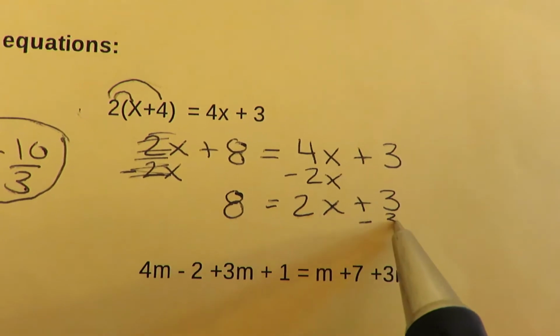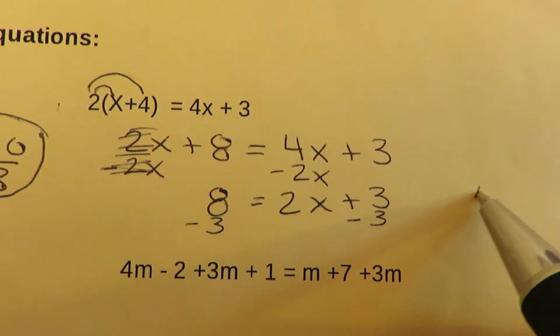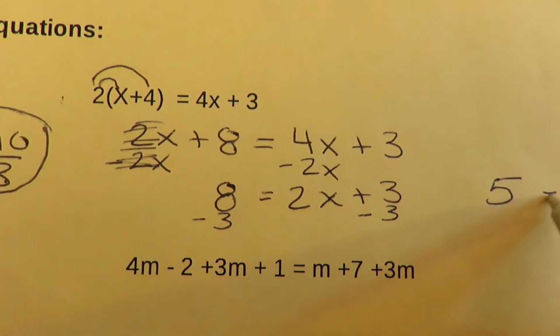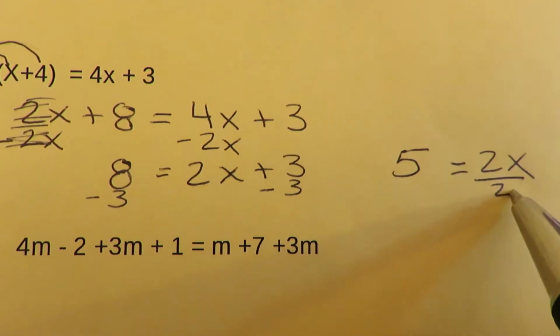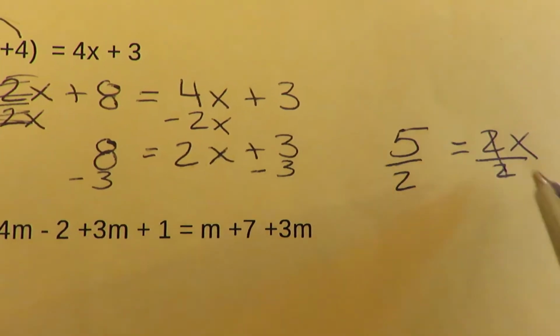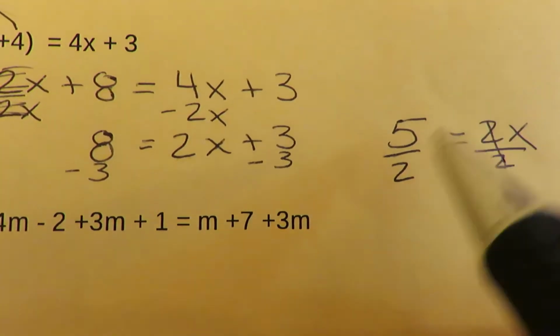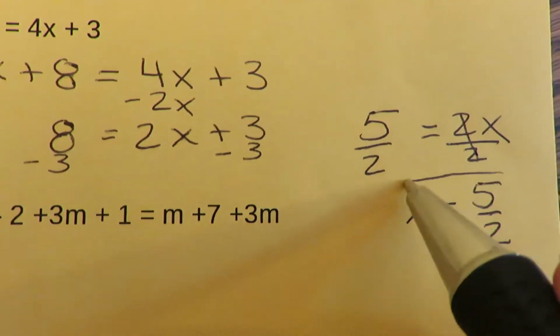I'm going to subtract my 3, subtract my 3. I'm going to move over here to get that 5 on the left equals 2x. The last step is to get rid of that 2 by dividing both sides by 2. It doesn't matter what side the x is on, but I can just clean that up and write it as x equals 5 over 2.